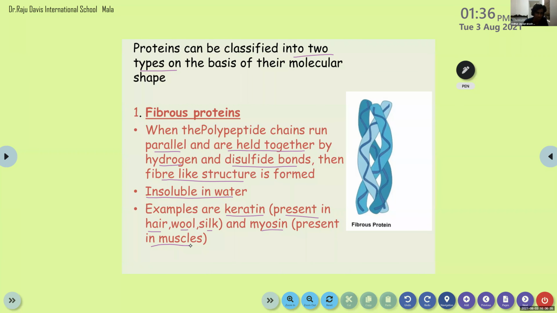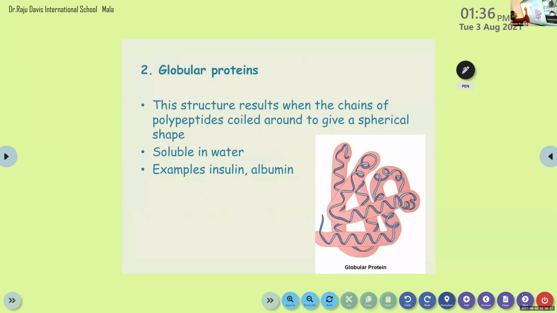Yes, ma'am. The next type is globular proteins. This structure results when the chains of polypeptides coil around to give a spherical shape. In the case of fibrous proteins, they are parallel, similar to fibers, right? Here the polypeptide chains coil around and form a spherical shape. And this one is soluble in water.